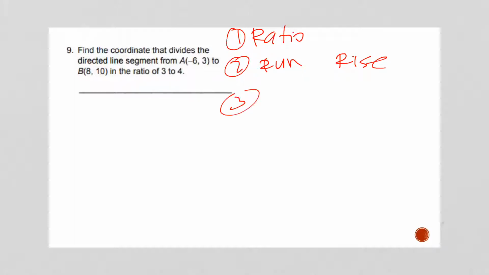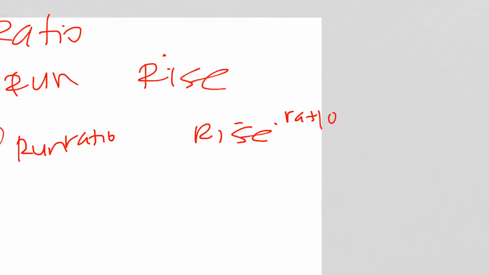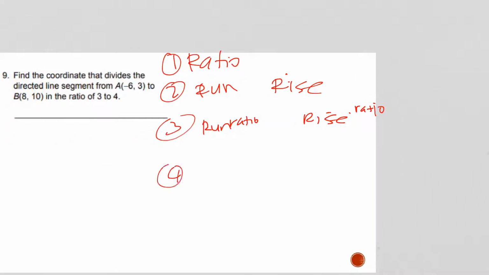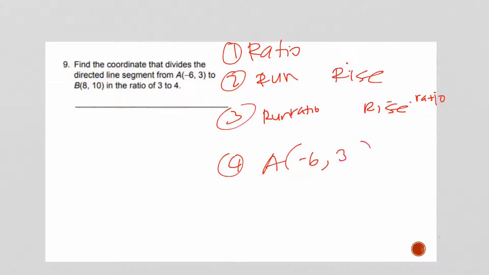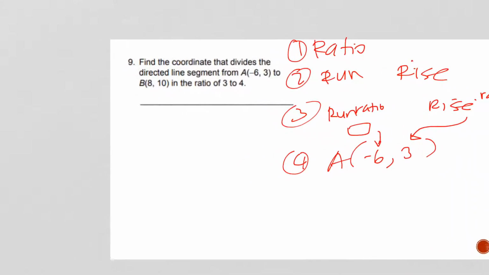3, after that you multiply your run value and rise value by the ratio. Both of these, times the ratio. And then whatever you get, you're going to add to the coordinates of the first point. So whatever you get here, you're going to add to the x value. And whatever you get here, you're going to add to the y value. So I'll go ahead and do it over here.